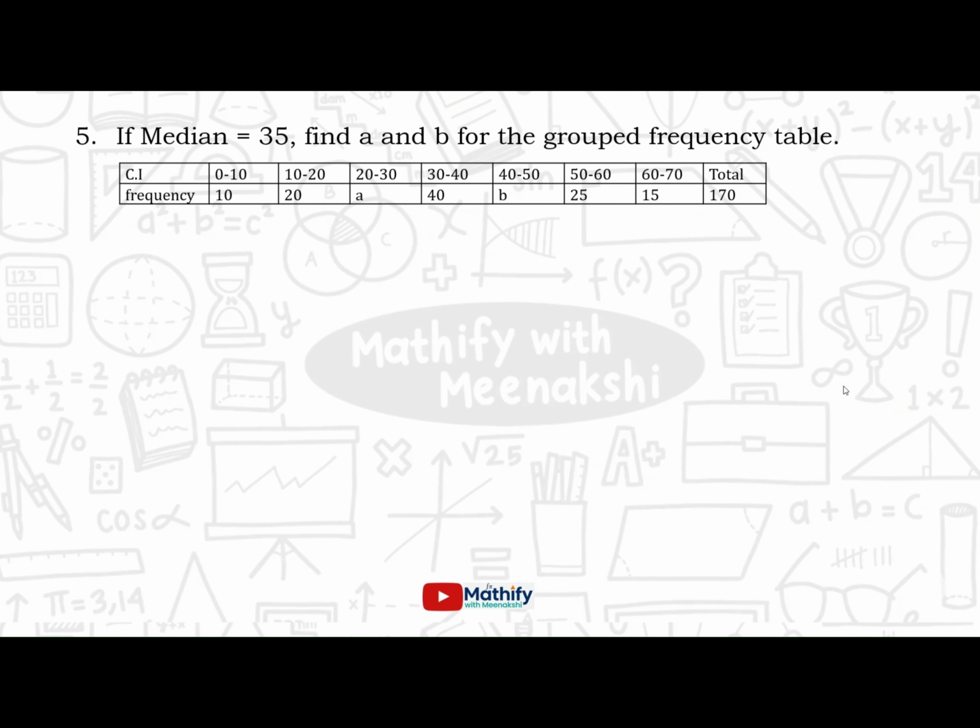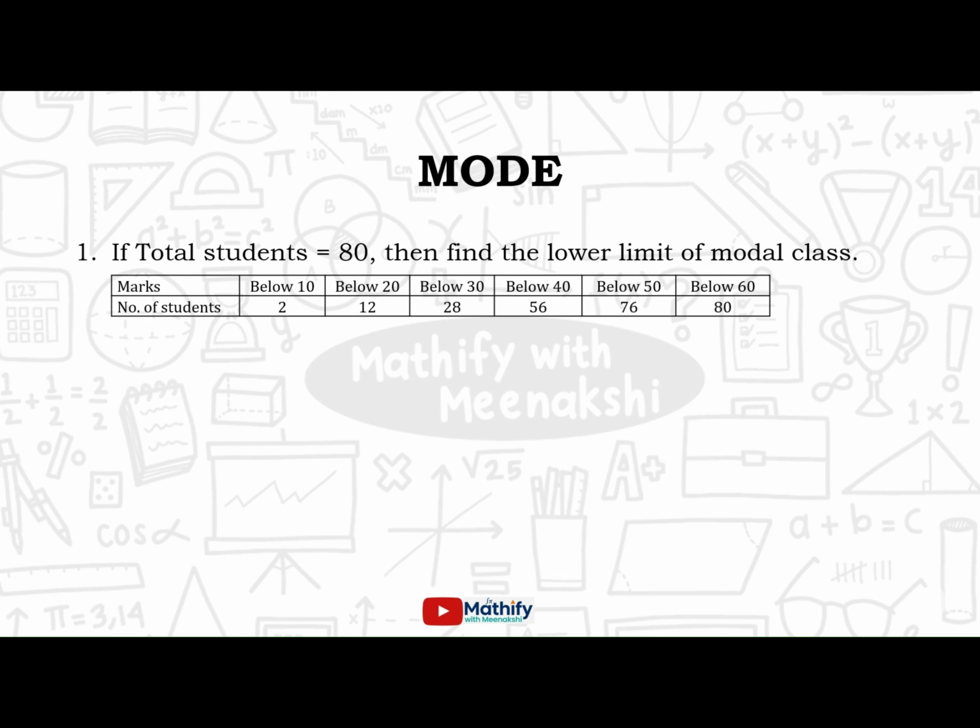Now let's move to next topic, that's mode. First question, if total students are 80, that means summation of fi is given to you, then find the lower limit of modal class. We know that modal class means we have to just see highest frequency. The class that has highest frequency becomes modal class. Okay, but here the word is below. That means first we have to change the intervals. So let's make that 0 to 10, 10 to 20, 20 to 30, 30 to 40, 40 to 50, and 50 to 60.